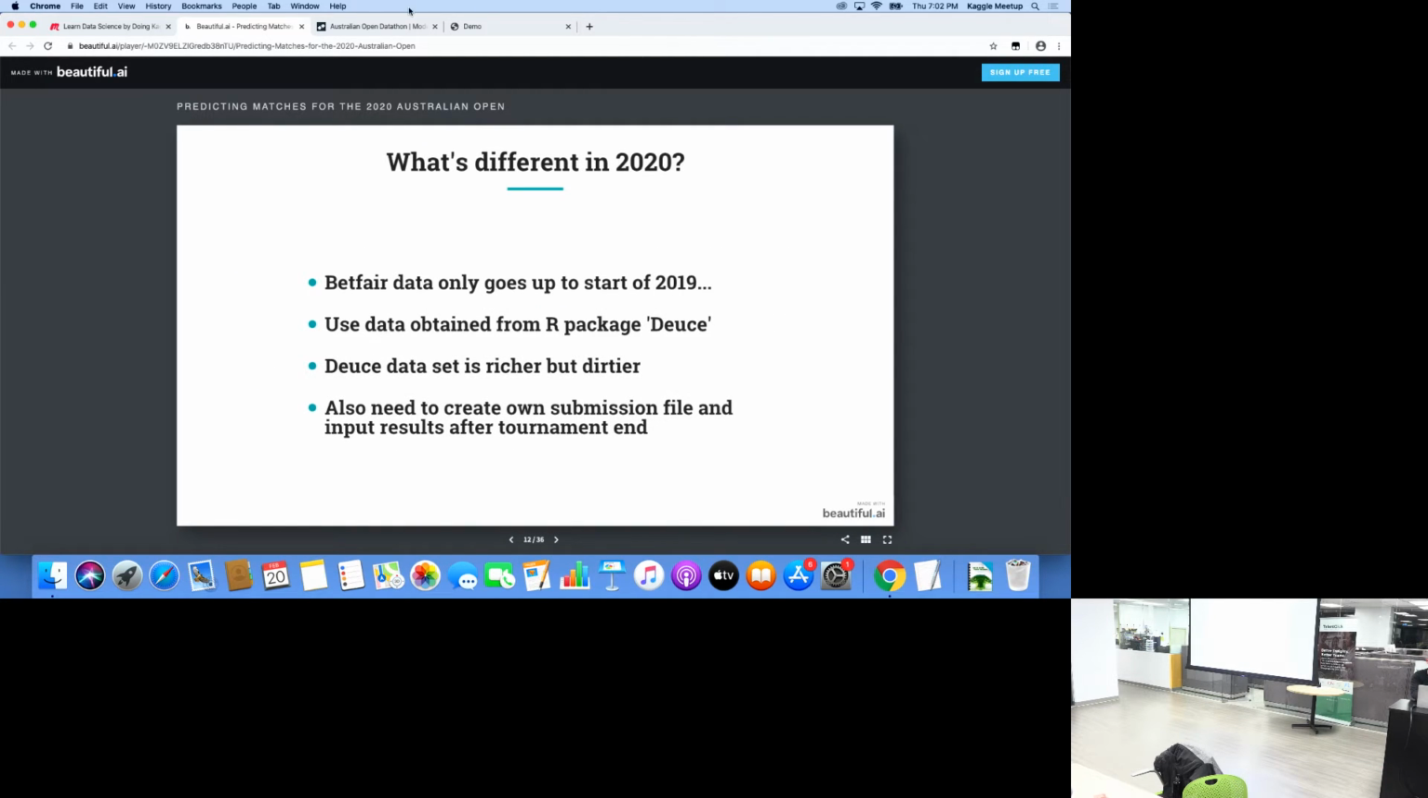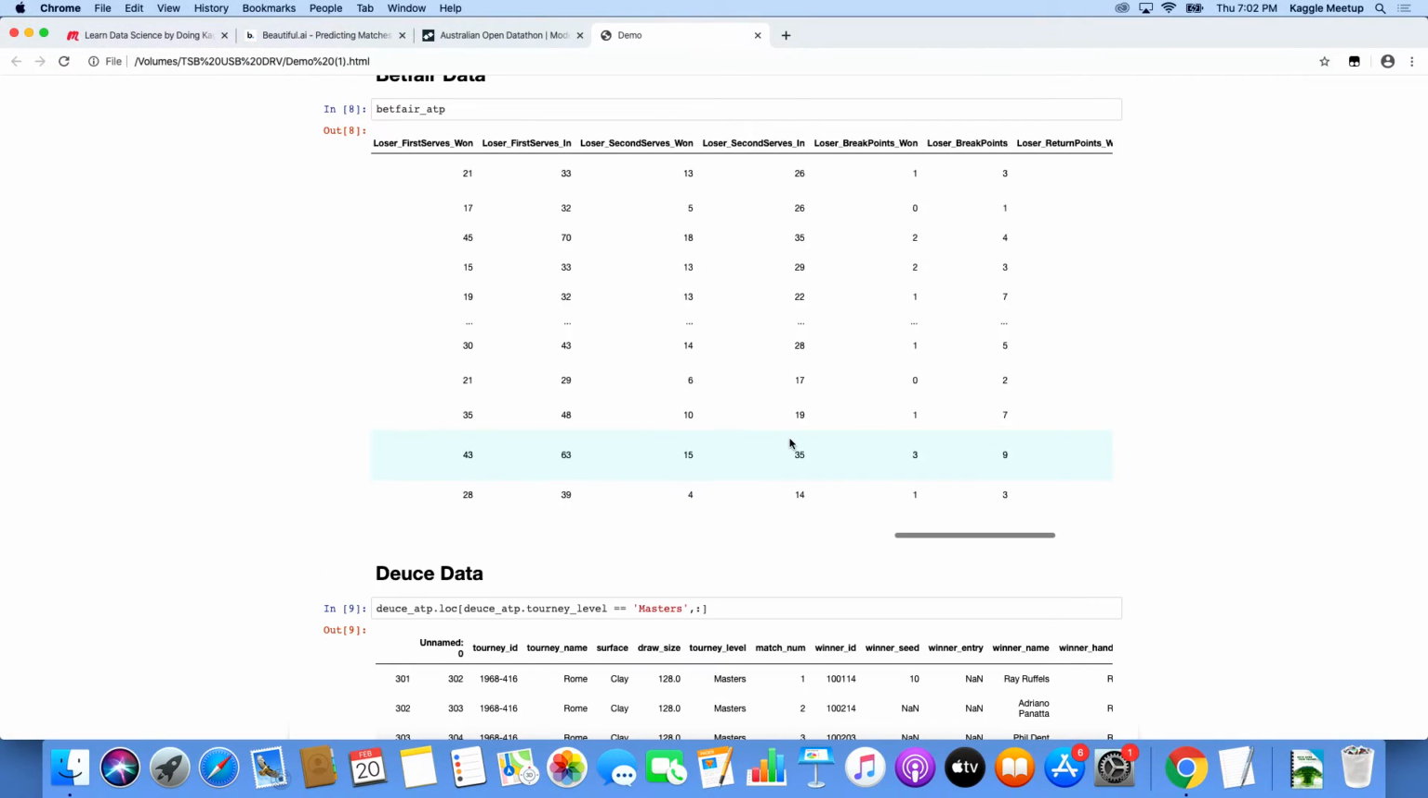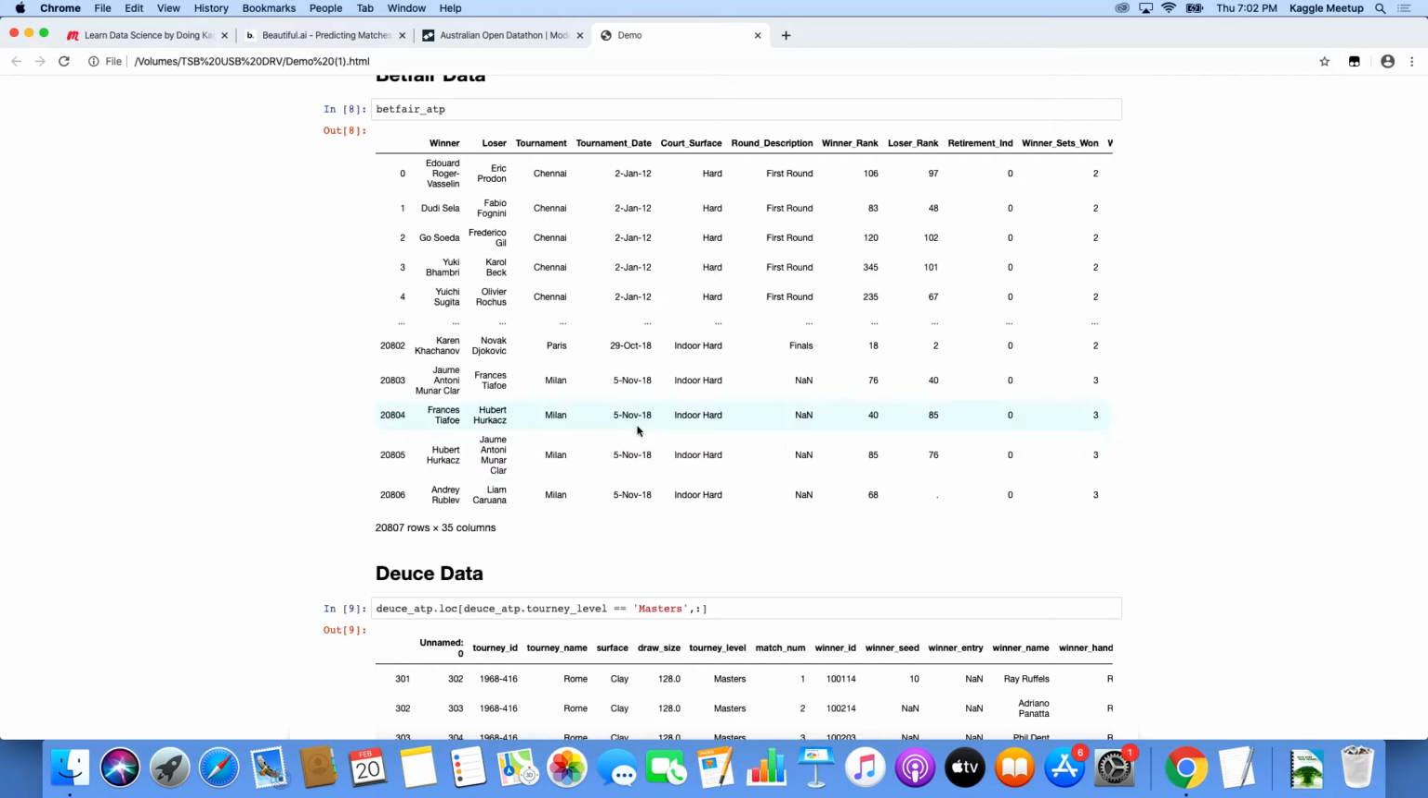Okay, so the Betfair data only goes up into, let me see, the end of 2018 or 2019, right? Okay. Oh, yes, I have a question. The data, so it's like you have pairs of each of the players, yes.